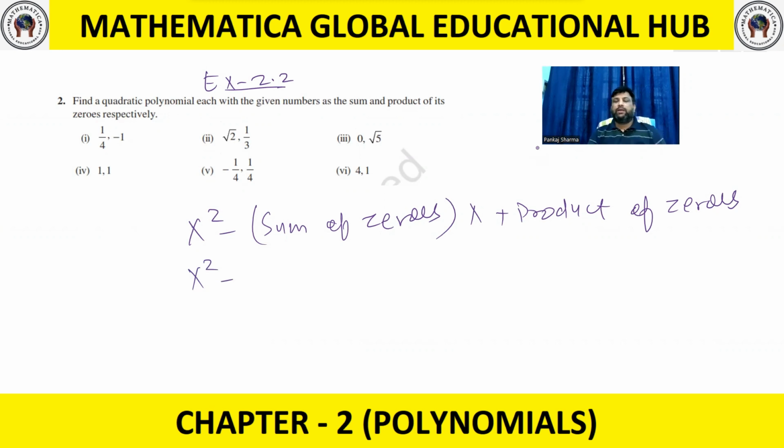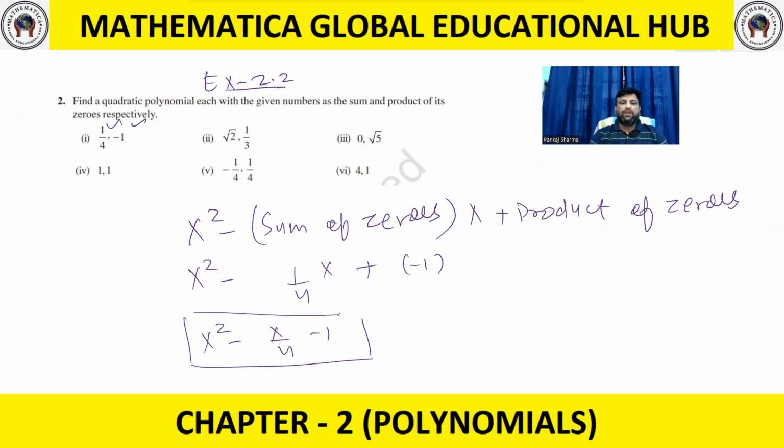Here, if you are understanding, the sum of zeros is 1 by 4, so we put 1 by 4 into x, and the product of zeros is given as minus 1. So now we can write x square minus x by 4 minus 1. This is the quadratic polynomial which is formed. This is the first question.